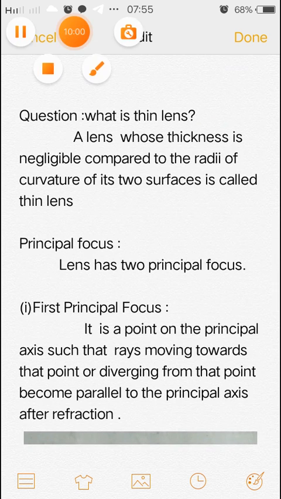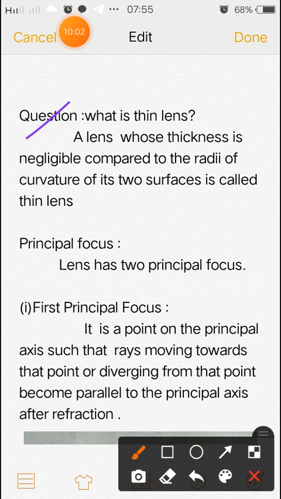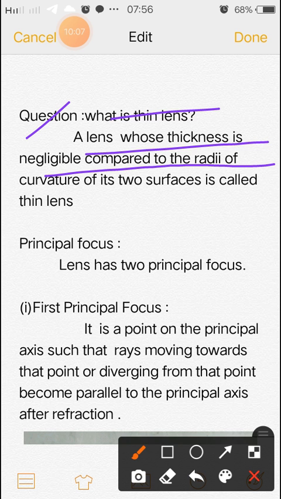Now, here is a good question. What is a thin lens? A lens whose thickness is negligible compared to the radius of curvature of its two surfaces is called a thin lens.